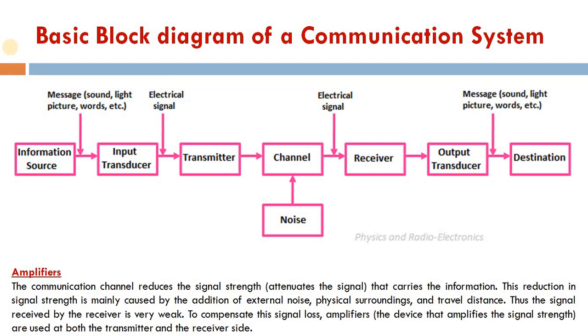Then the communication channel reduces the signal strength, attenuates the signal that carries the information. This reduction in signal strength is mainly caused by the addition of external noise, physical surroundings, and travel distance. Thus, the signal received by the receiver is very weak. To compensate this signal loss, amplifiers are used at both the transmitter and receiver side. Amplifier is a device that amplifies the signal strength.